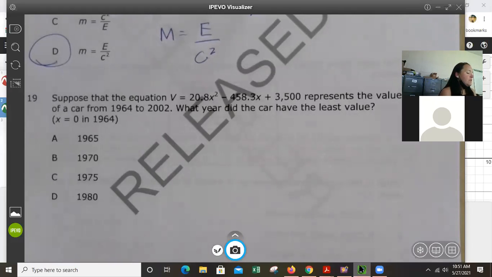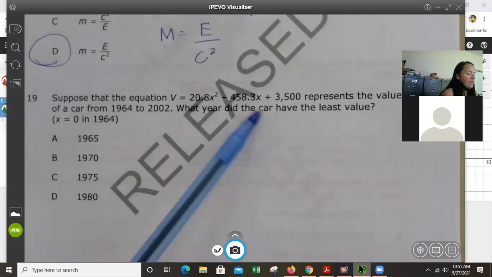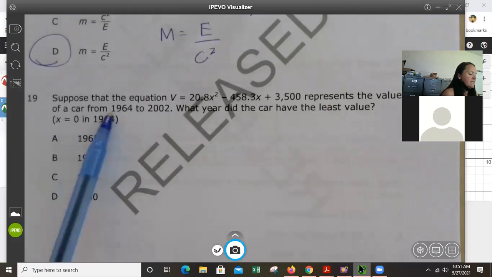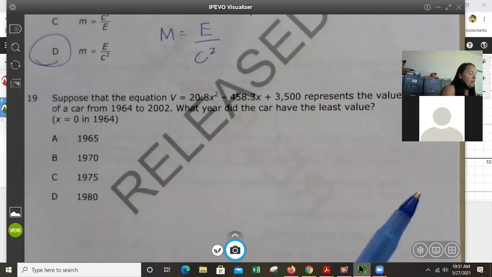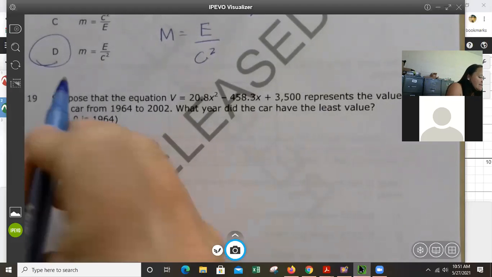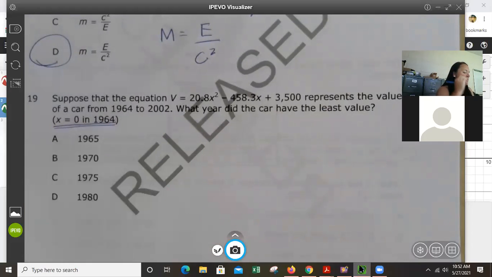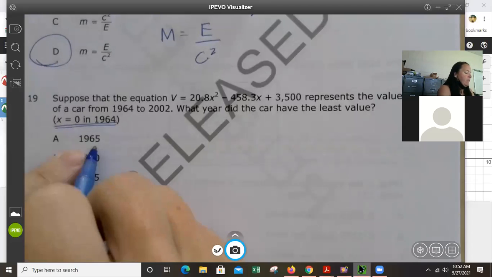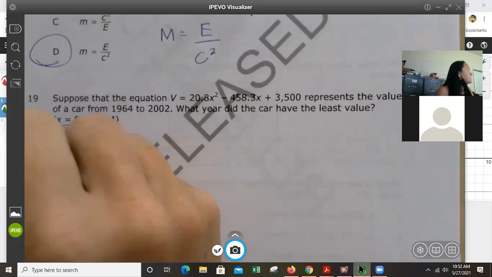All right. So it says, suppose the equation v equals 20.8x squared minus 458.3x plus 3,500 represents the value of a car from 1964 to 2002. What year did the car have the least value? But look at this. It says x equals 0 is 1964. So if 1964 is 0, what is 1965? 1. Does that make sense?